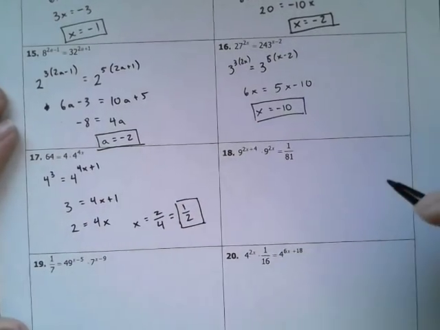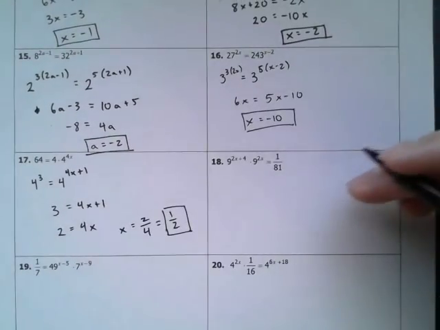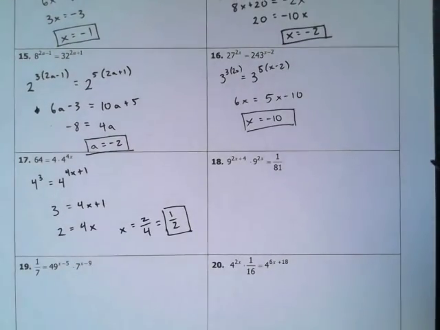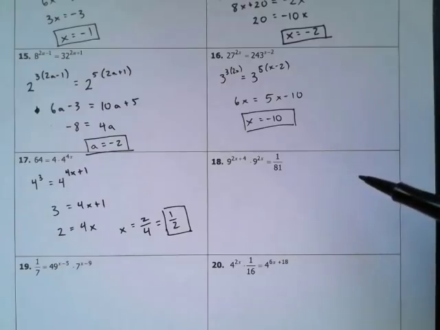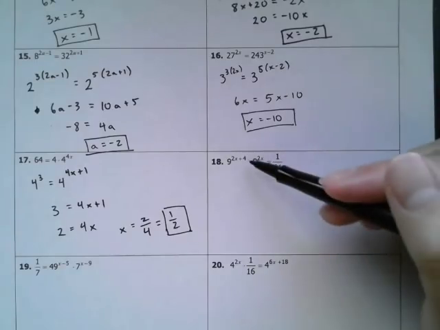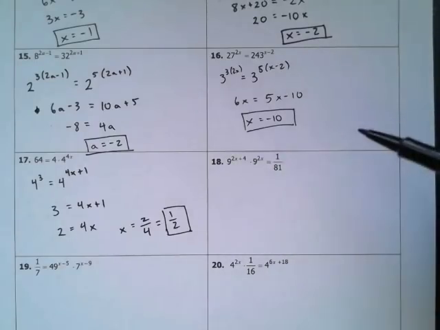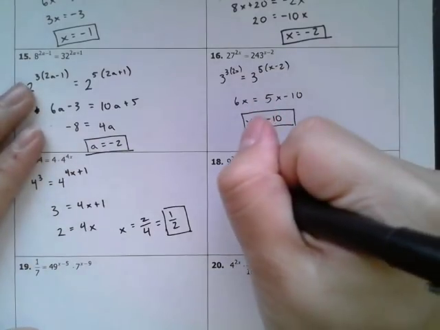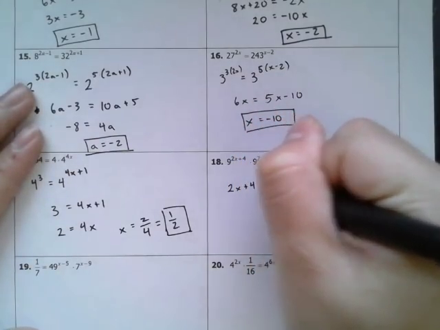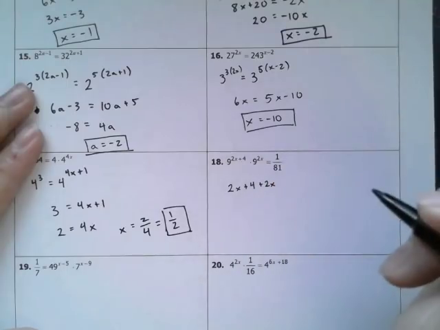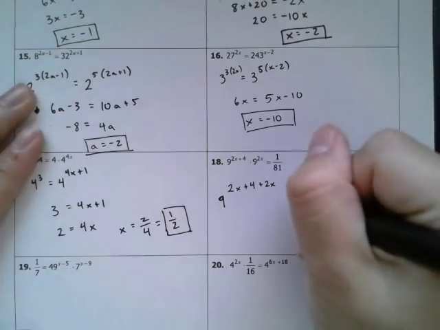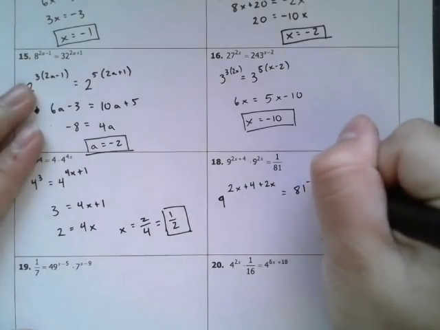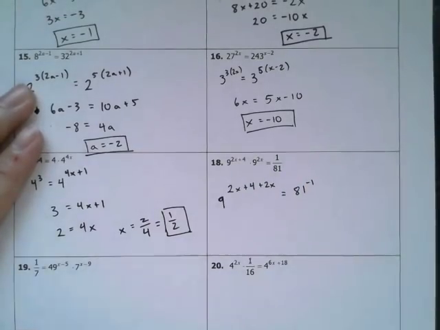Next one, number 18. 9 to the 2x plus 4 times 9 to the 2x is equal to 1 over 81. Again, whenever you see a fraction here, you're dealing with a negative exponent. These are the same base, properties of exponents, so I can add them. So I have 2x plus 4 plus 2x, that's 9 to all of that, is equal to 81 to the negative 1.